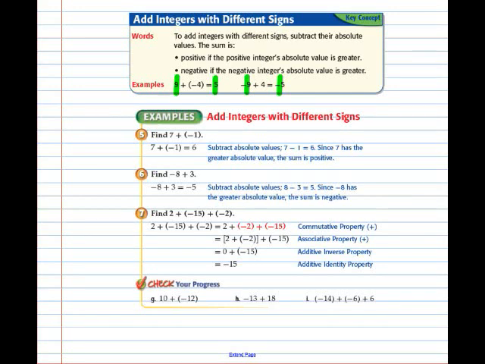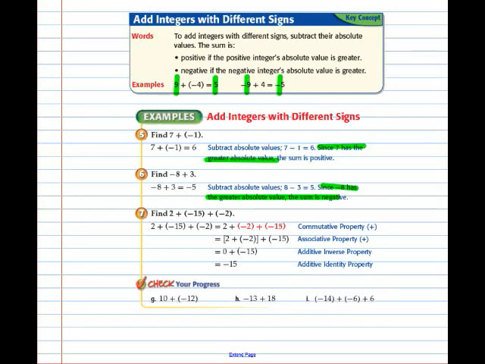7 plus negative 1 would be 7 minus 1, which is 6, the result being positive because the positive 7 has a greater absolute value than the 1. In example 6, negative 8 plus 3 would be 8 minus 3 using absolute values because the 8 has a greater absolute value. The resulting sum is negative.